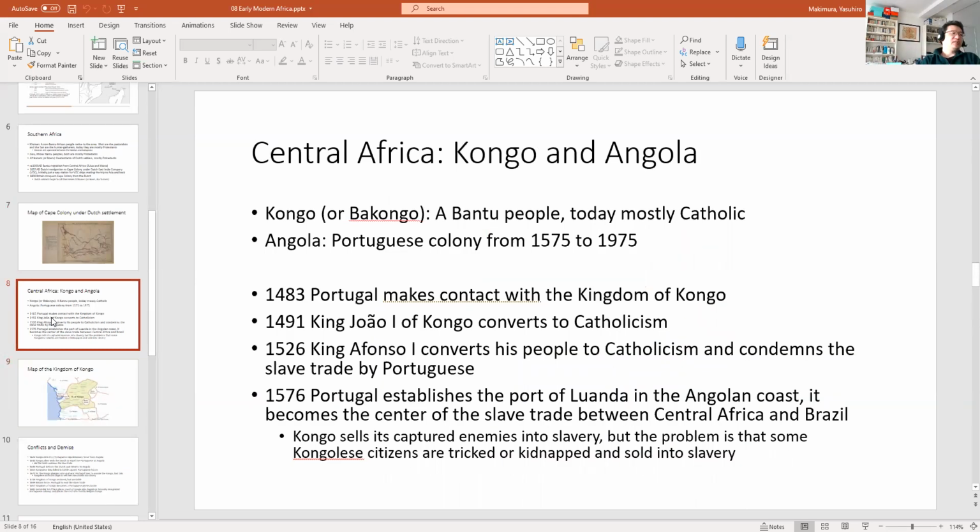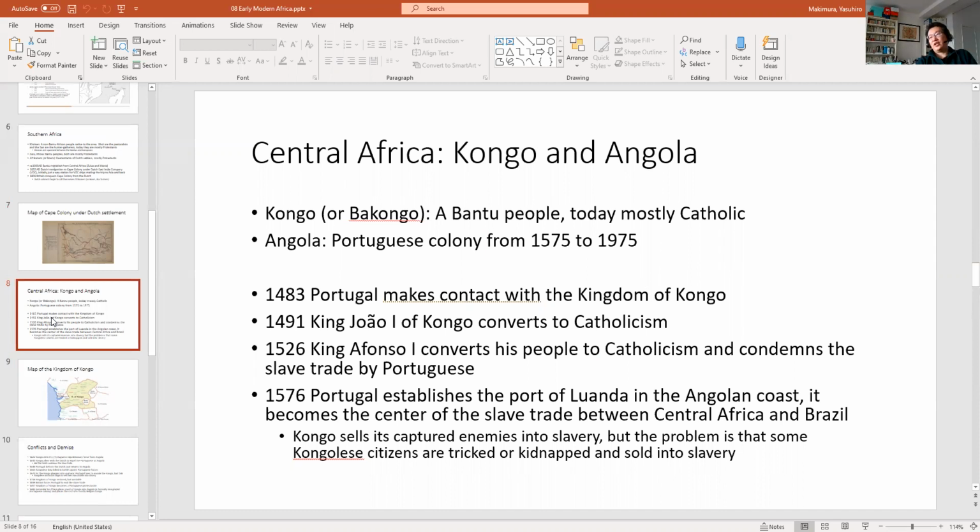Here we go. In 1483, as the Portuguese are moving down south the coast of Africa, they make contact with the Kingdom of Congo. And the king of Congo, João the First of Congo, converts to Catholicism, and he's one of the earliest converts to Catholicism. And 30-some odd years later, in 1526, King Afonso of the Congo converts his people to Catholicism, and the Kingdom of Congo becomes a Catholic kingdom.